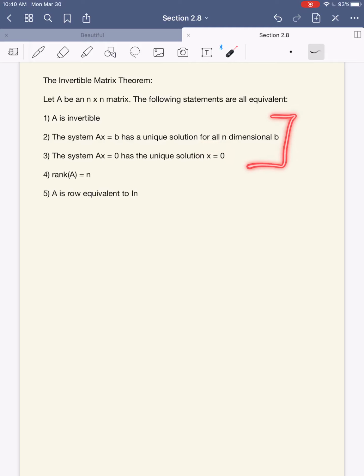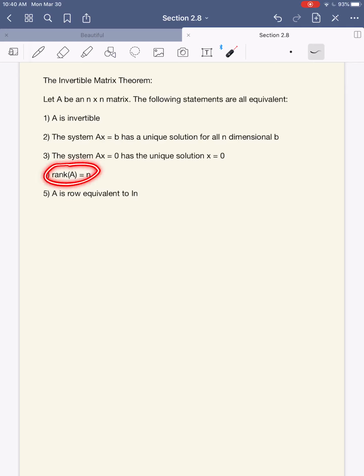All 3 of these can be seen to imply this statement right here, that the rank of A is equal to n. Remember, rank of A equal to n just means that you have a full rank, and a full rank is necessary here because if your rank was less than full, there would be a chance that when you augment it with a certain choice of B, the augmented matrix would have a higher rank, which means your system would be inconsistent. But we know from statement 2 that every system has a unique solution, so the rank must be full.